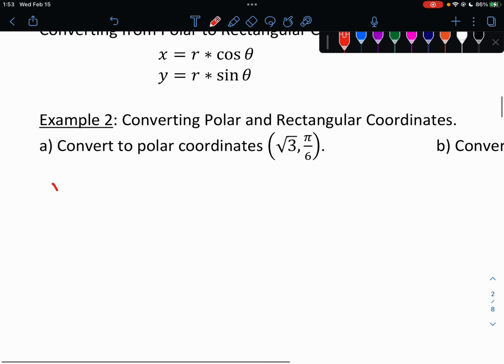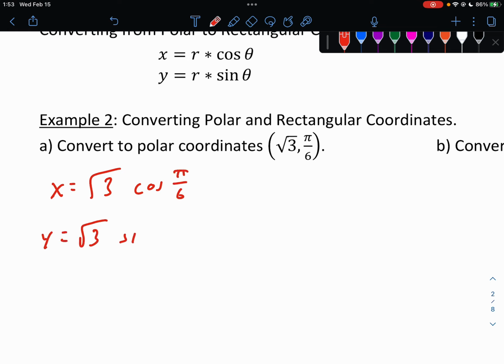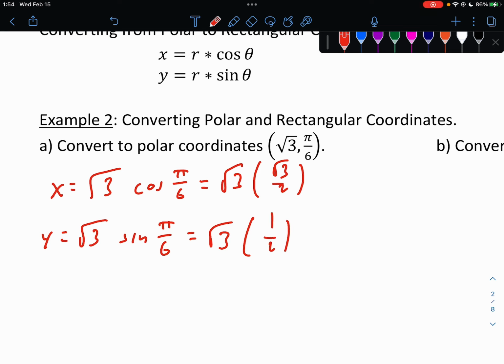Using these formulas up top here, so x equals r cosine theta, y equals r sine theta. So it would be root 3, cosine of pi over 6 is root 3 over 2. Root 3, sine of pi over 6 is 1/2. So then my point would be root 3 times root 3 over 2, which is 3 halves. Root 3 times 1/2, which is root 3 halves.